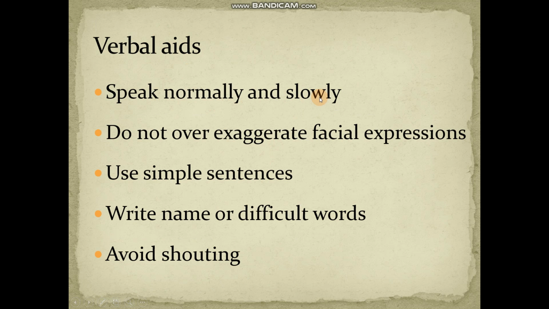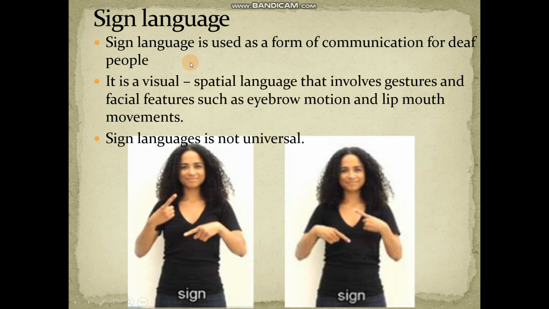Verbal aids. Speak normally as well as slowly. Thinking that the person cannot hear, if we speak very loudly, that is not a good practice. So do not over exaggerate facial expression. Use simple sentences. Write the name or difficult word if the person is not getting it. Avoid shouting. All those things should be kept in mind. So sign language also can be used.